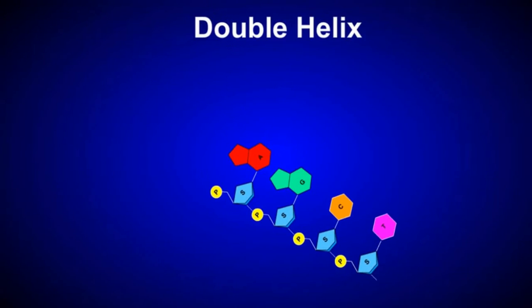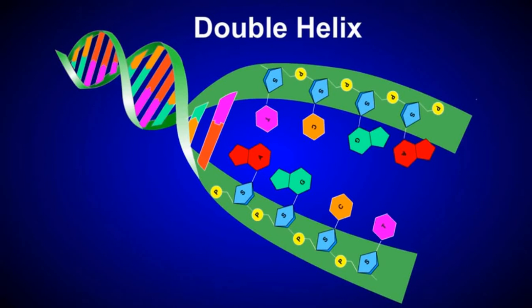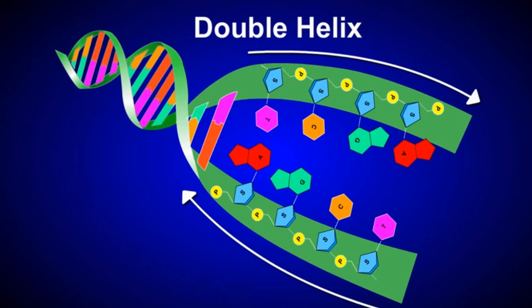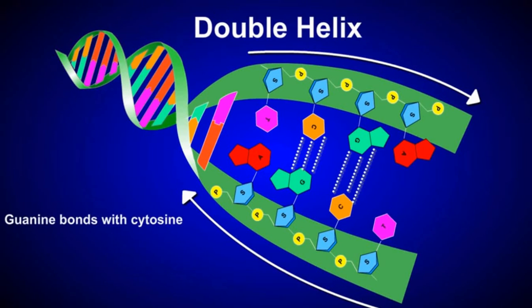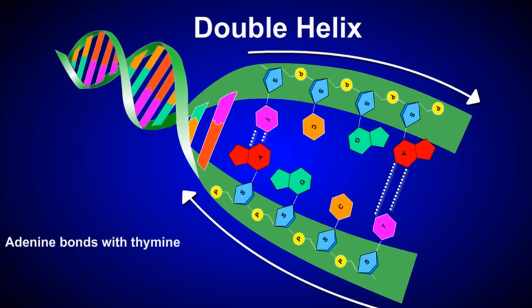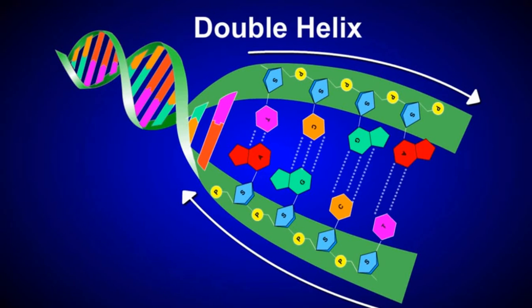DNA is composed of 2 strands arranged as a right-handed helix. The strands are also antiparallel, meaning that they are oriented in opposite directions. The 2 strands are held together by hydrogen bonds. Guanine forms hydrogen bonds with cytosine, and adenine bonds with thymine. This complementary base pairing links the strands together. It also plays an important role in the replication of the DNA molecule.